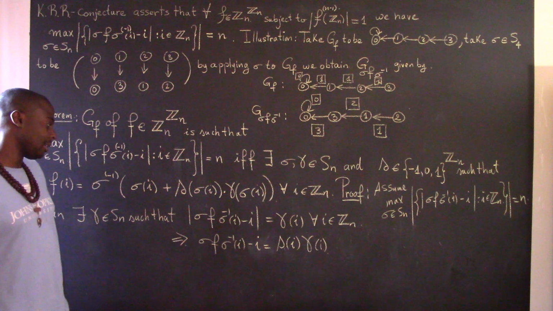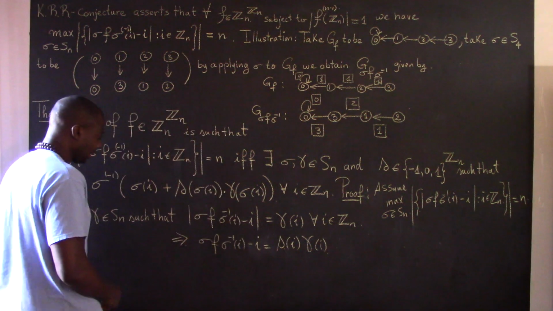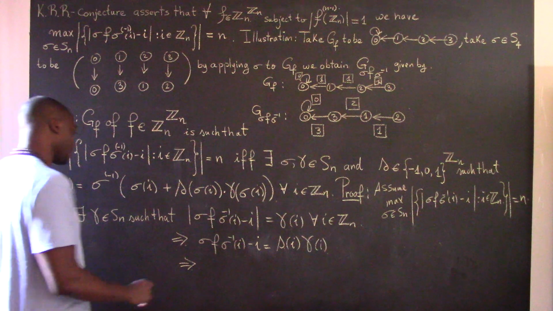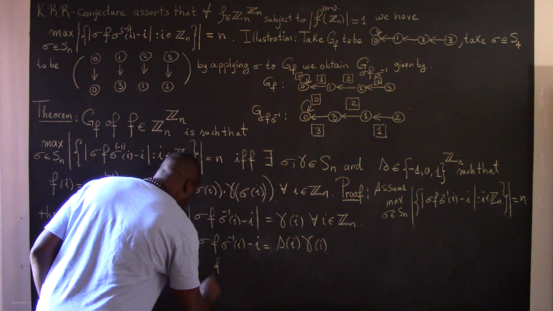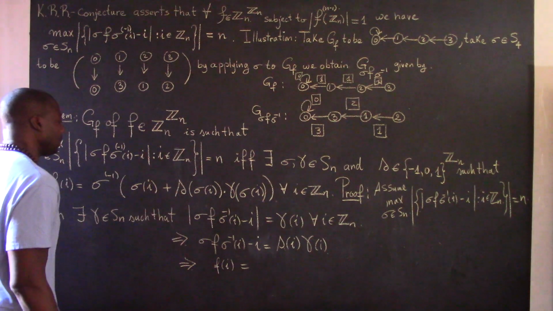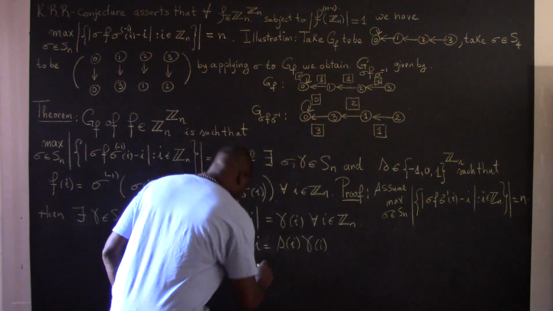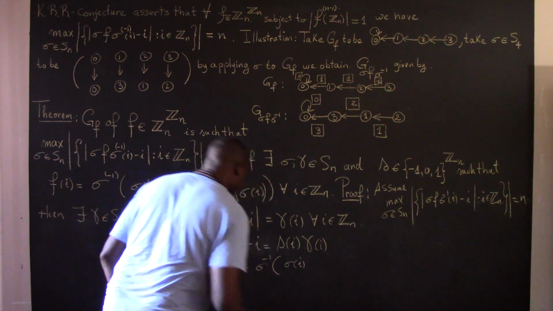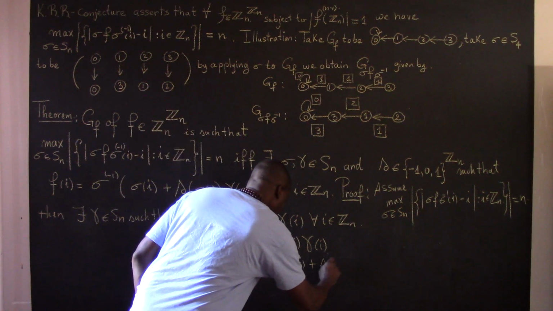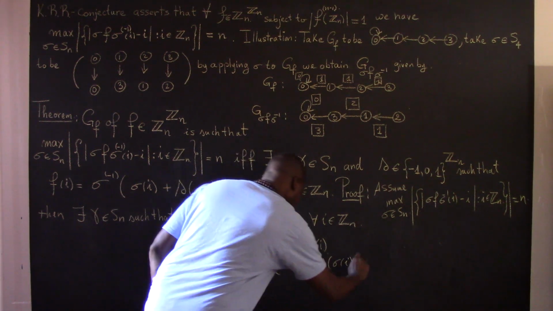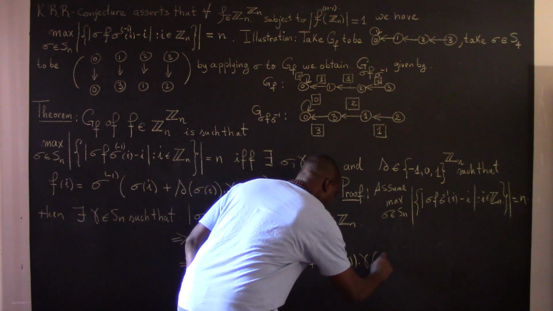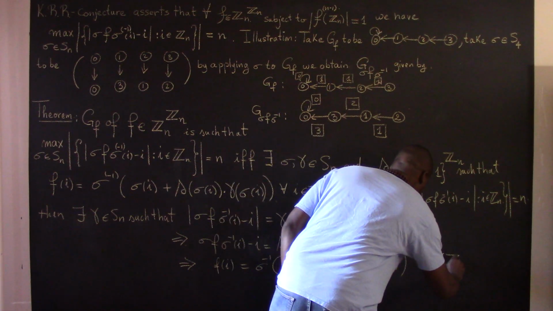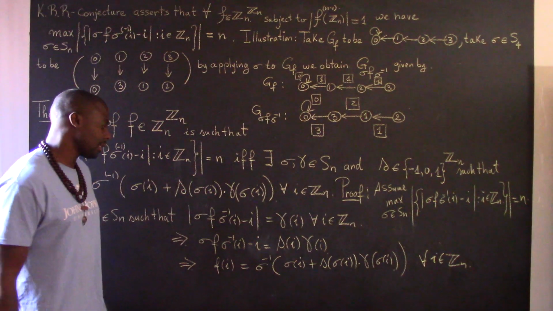Okay, but then we have a home run. I can do a change of variable, move the I on the other side, and basically get our desired result. So from this expression here, I can write that f of I is going to be equal to sigma inverse of sigma of I plus s of sigma of I times gamma sigma of I, and close for all I. Okay, and this is basically what we wanted to show.